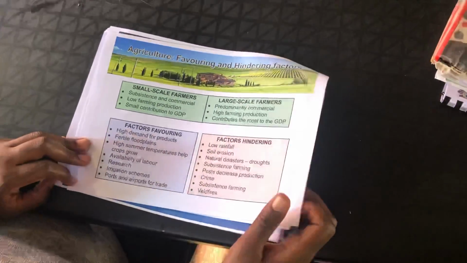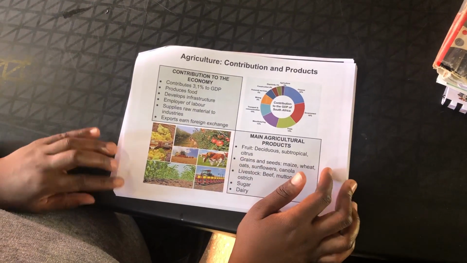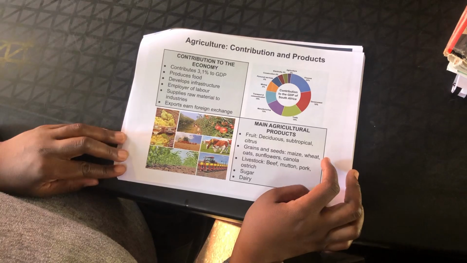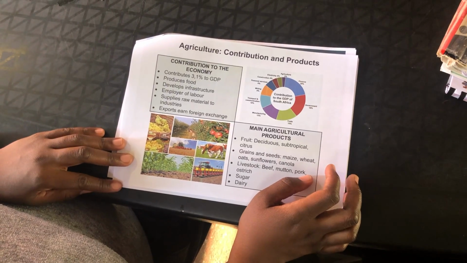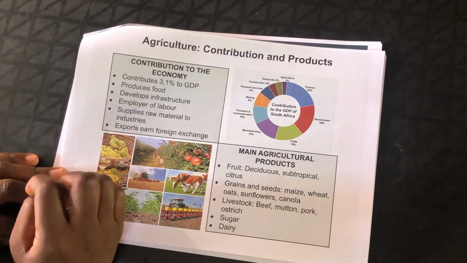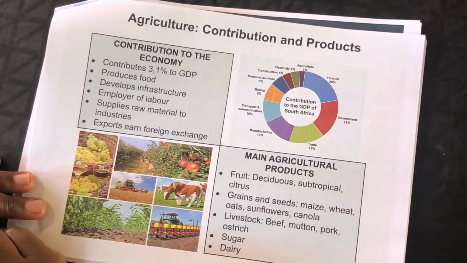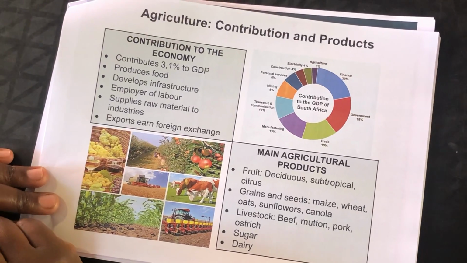They can hinder agriculture. Now, whenever we look at agriculture, because it is a very useful economic sector, we also need to look at its contribution. It contributes around about 3.1% to the GDP. Agriculture is important to the economy. As we all know, this is where we get our food.